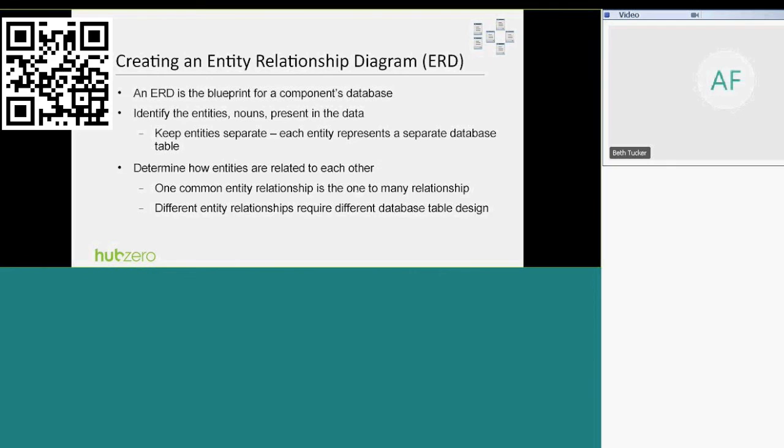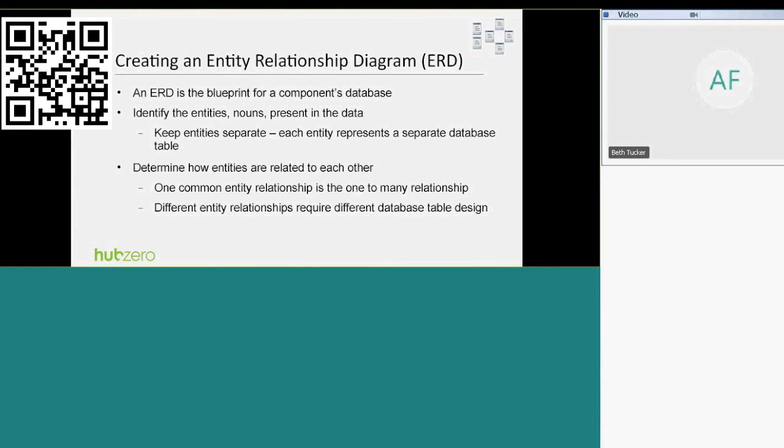Once you have your entities separated out, you want to figure out how those entities are related to each other. One common entity relationship is the one-to-many relationship. An example of that from the Toolbox component is that any given tool had many downloads associated with it. So one tool owned many downloads.